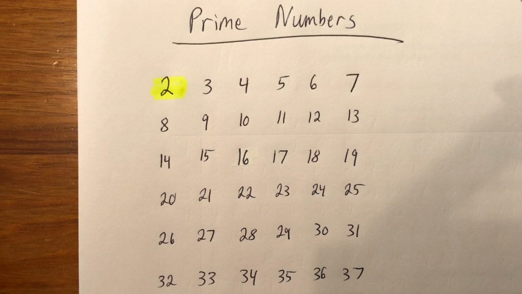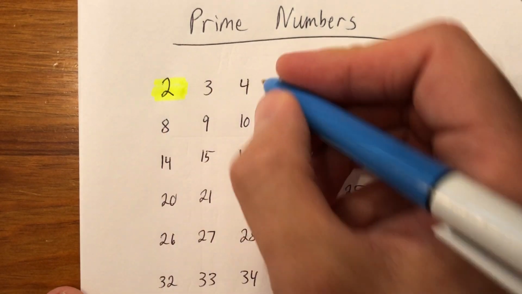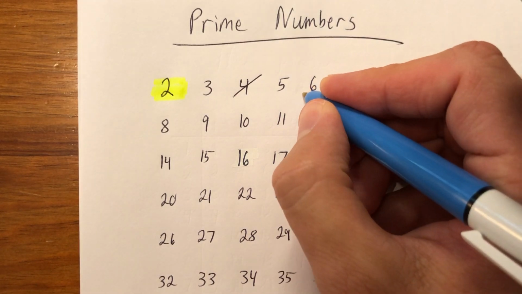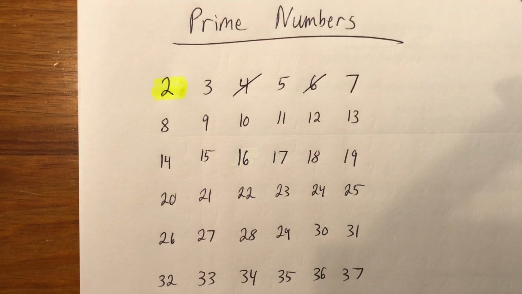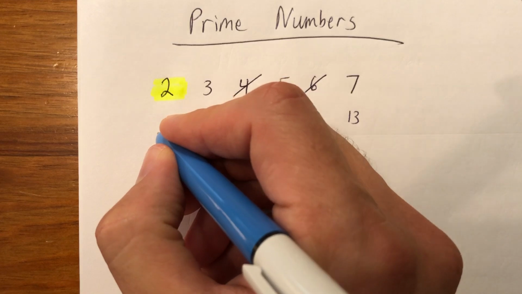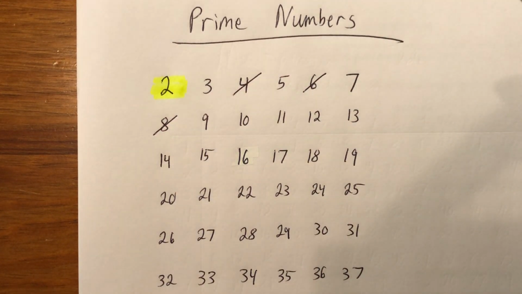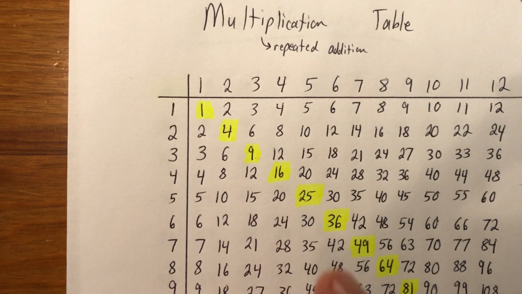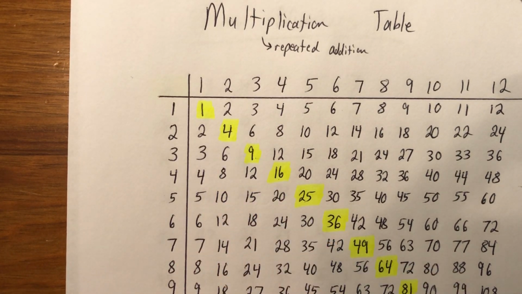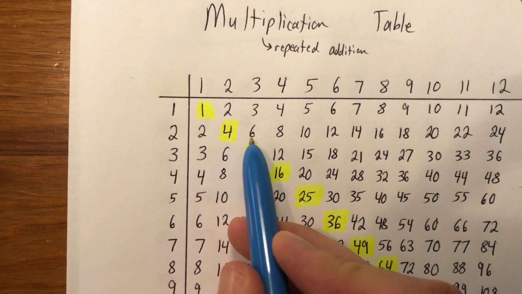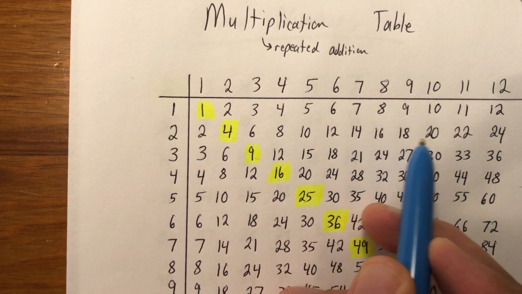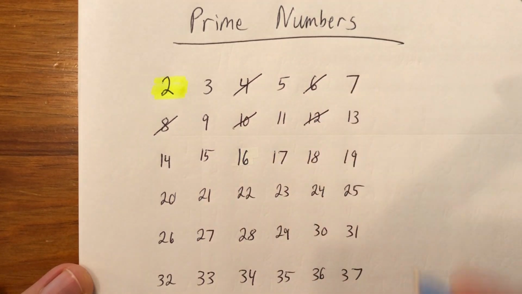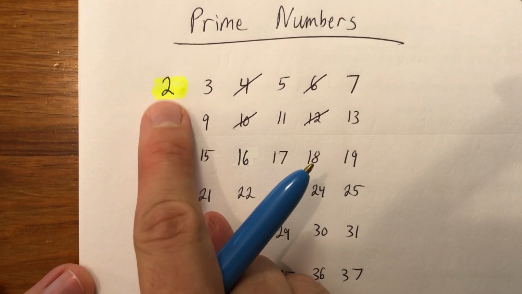In other words, 2 times 2 is 4, not prime. 2 times 3 is 6, not prime. 2 times 4 is 8, not prime. If you need a little push in the right direction, I'm going to mark out, don't confuse what I highlighted here now, 4, 6, 8, 10, 12, 14, 16, 18. I'm marking out every second number.